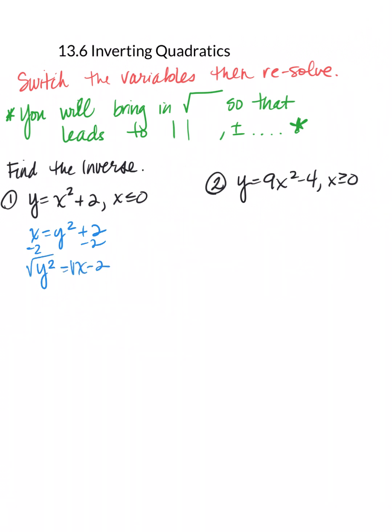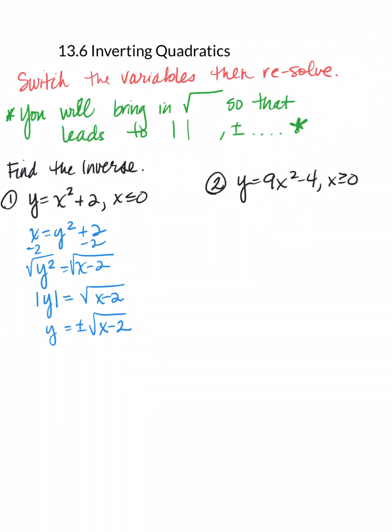Now I take the square root. This would be the absolute value of y now, because I'm taking it out of the square root, equals the square root of x minus 2. Now to get rid of the absolute value, I need to do the plus and minus, remember? Plus or minus square root of x minus 2.